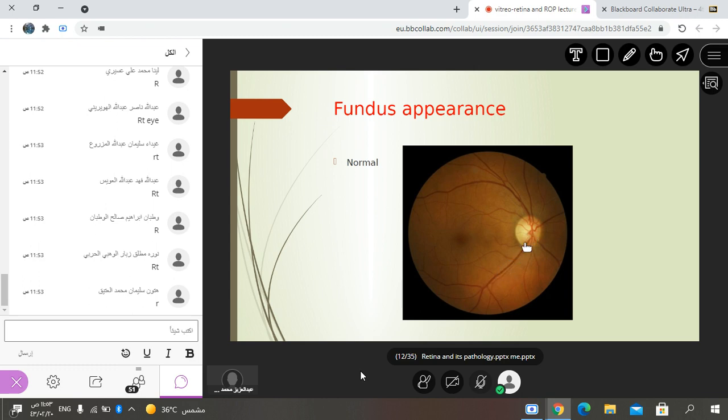This is the inferior temporal retinal vein. And then it is branching all over. You can see the whole retina is full of vessels except the fovea.